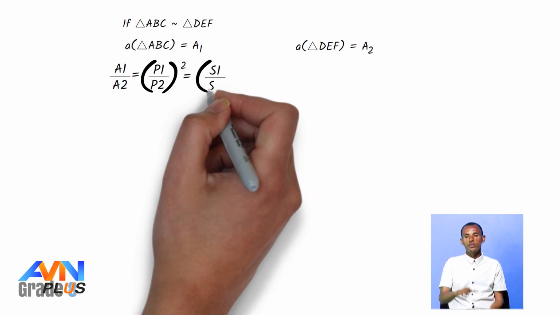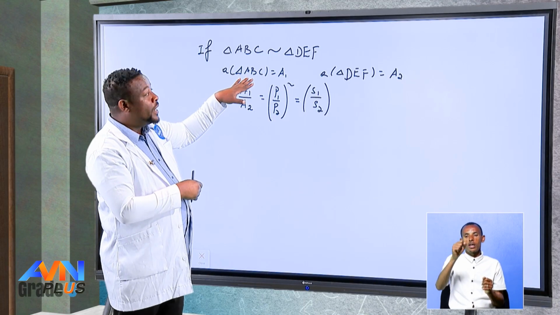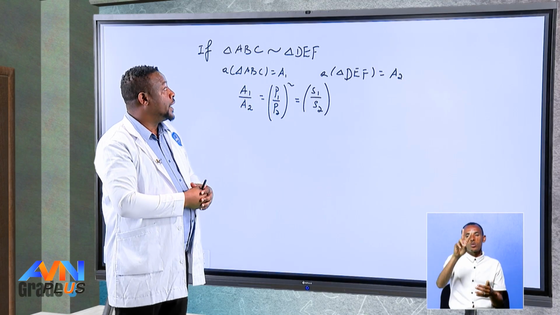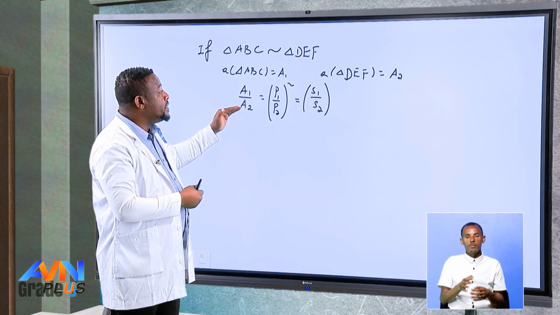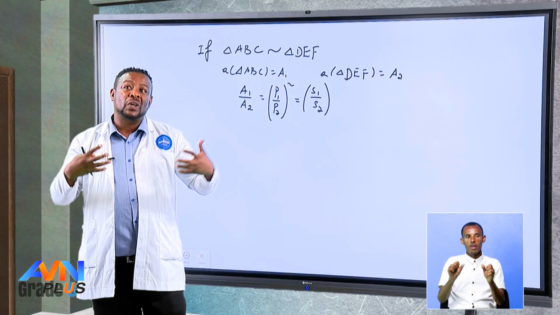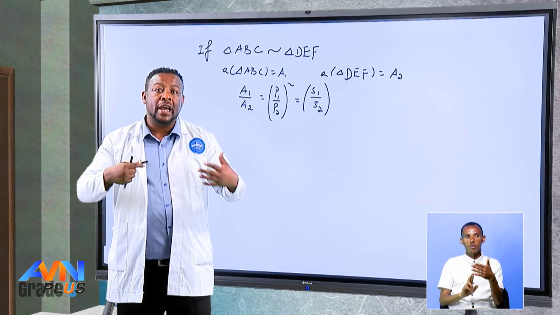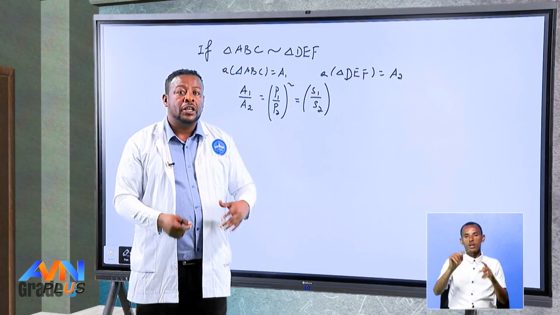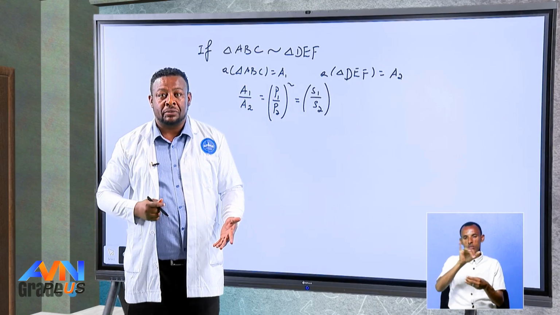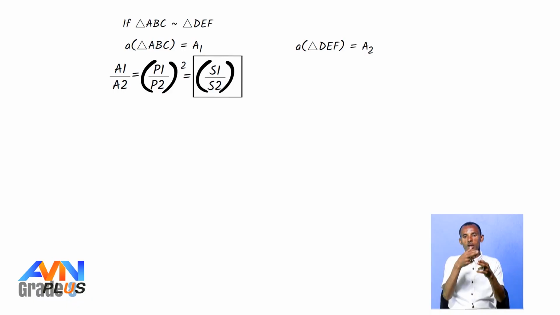S1 by S2, where S1 is one of the sides of triangle ABC and S2 is the corresponding side of triangle DEF. So these relationships are very important to calculate problems related to the ratio of areas of similar triangles and the ratios of perimeters of two similar triangles, right? So now let's see some examples related to this topic.